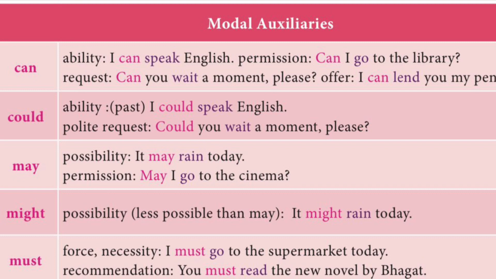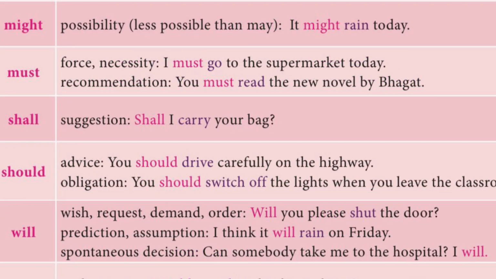And the next modal auxiliary is must. We use must to force someone. When we say something forcefully, or when it is necessity, I must go to the supermarket today, because it's a need, necessity. Okay, or when you force someone to do something, like you must go for a walk. Okay, or forcing someone, so we use must. And recommendation also, we use must. You must read the novel by Bahat. You must see the movie. Okay, when we recommend something, we use must.